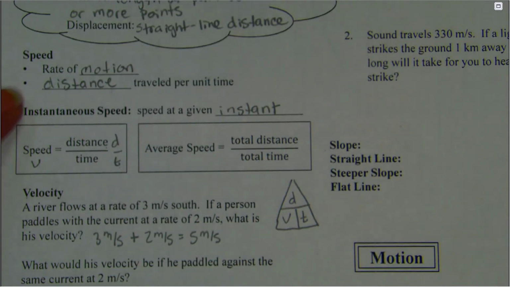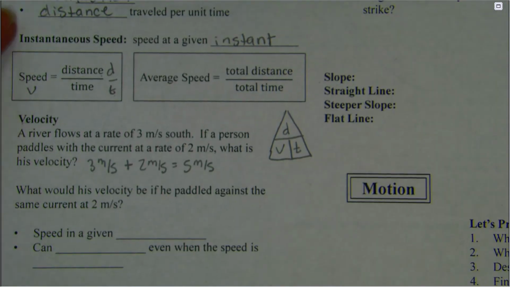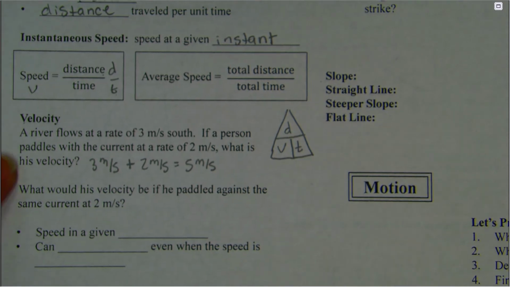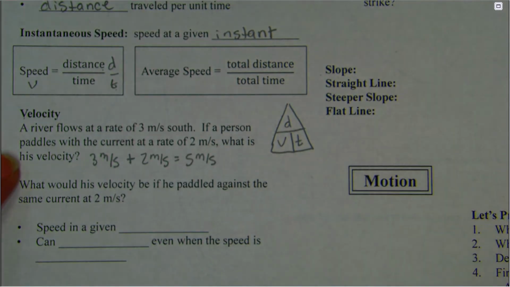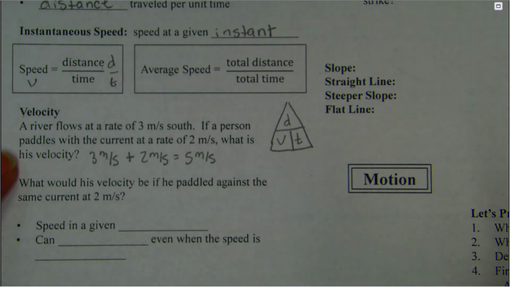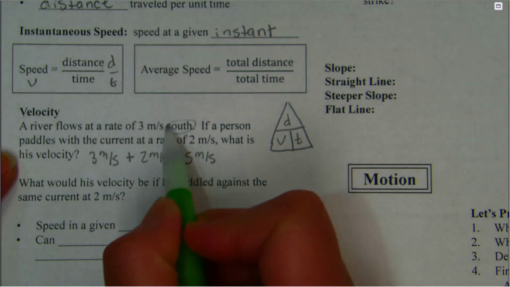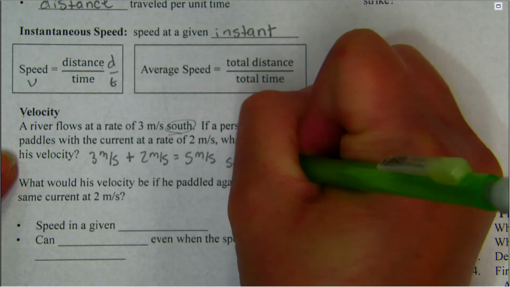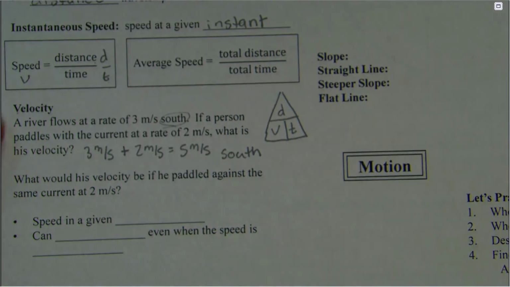Now, what is the difference between speed and velocity? Speed is just that distance per time. Velocity is speed with a direction, and that's the key. So what is our velocity? We also have to include the direction. All right, and it tells us the direction is south. So the velocity is 5 meters per second south.